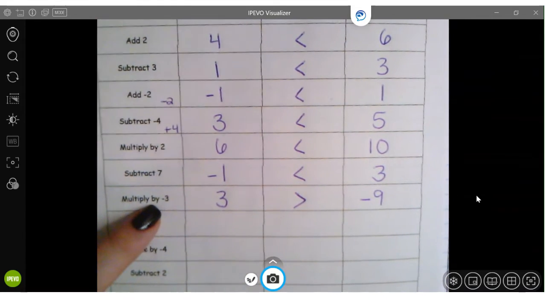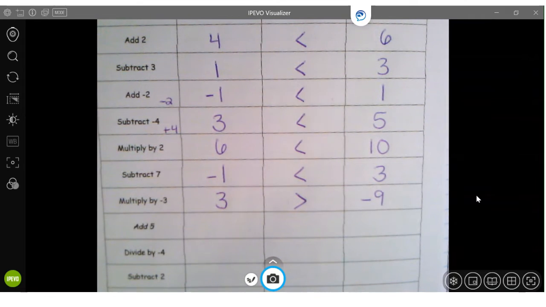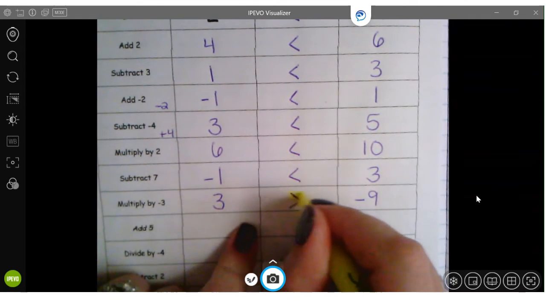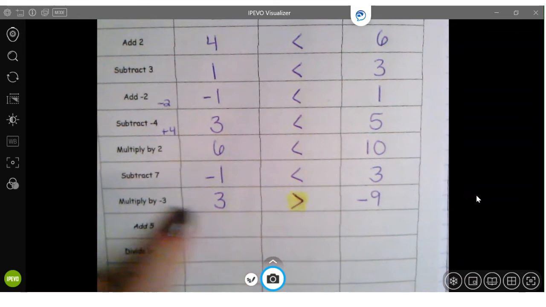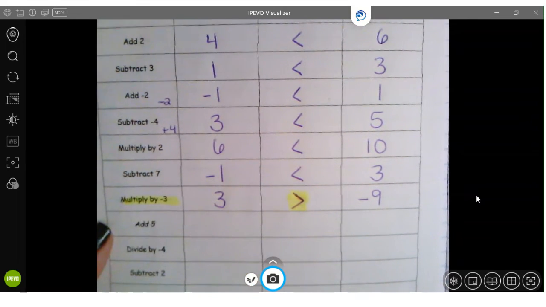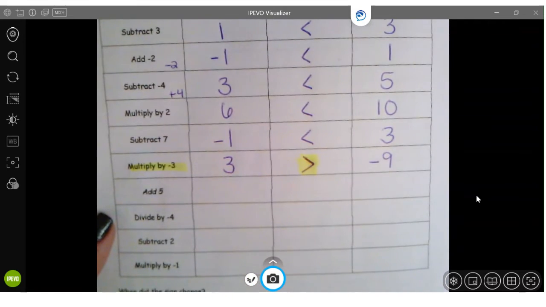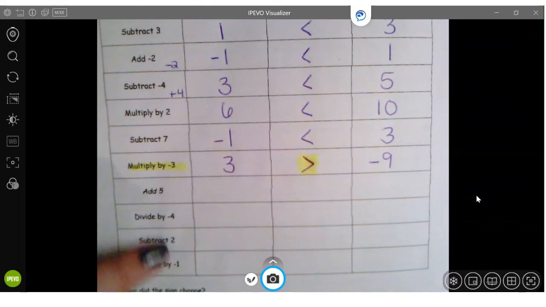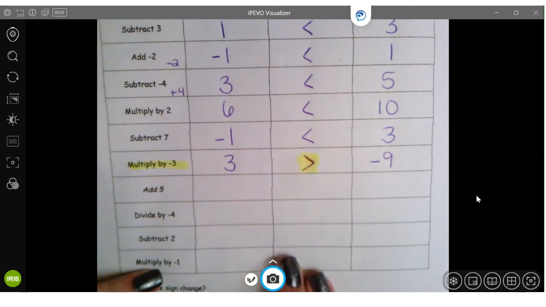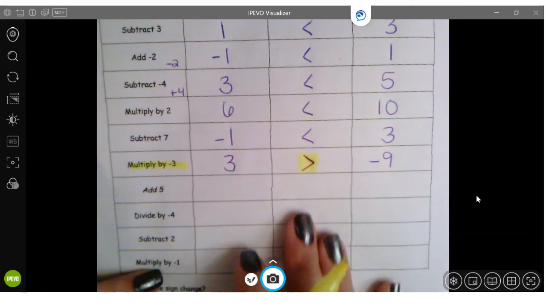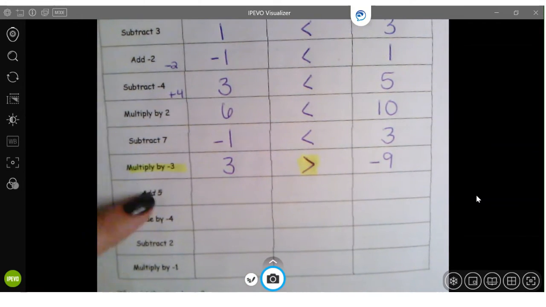I'm going to take my highlighter and make note of this here. I just switched my inequality symbol around. And I switched it when I multiplied by negative 3. Okay? We're going to see if we add and divide and subtract and multiply from here, what happens to my inequality symbol now? Is it going to stay greater than, or is it going to switch back?